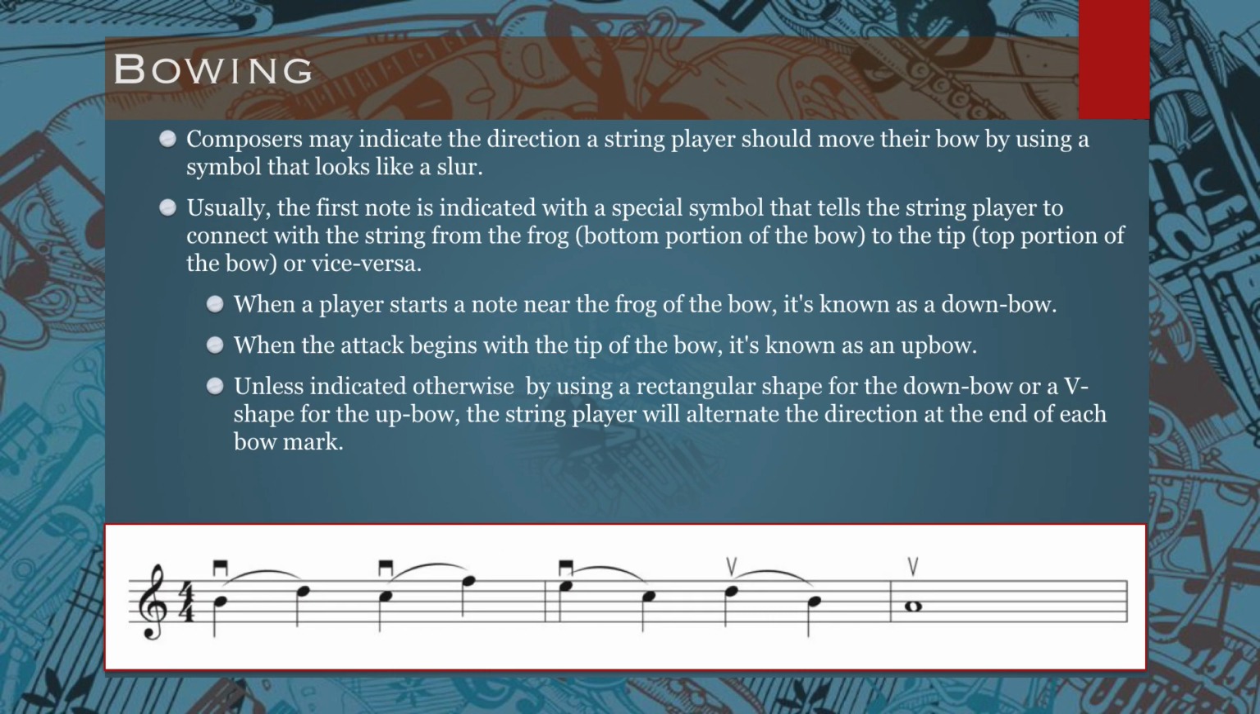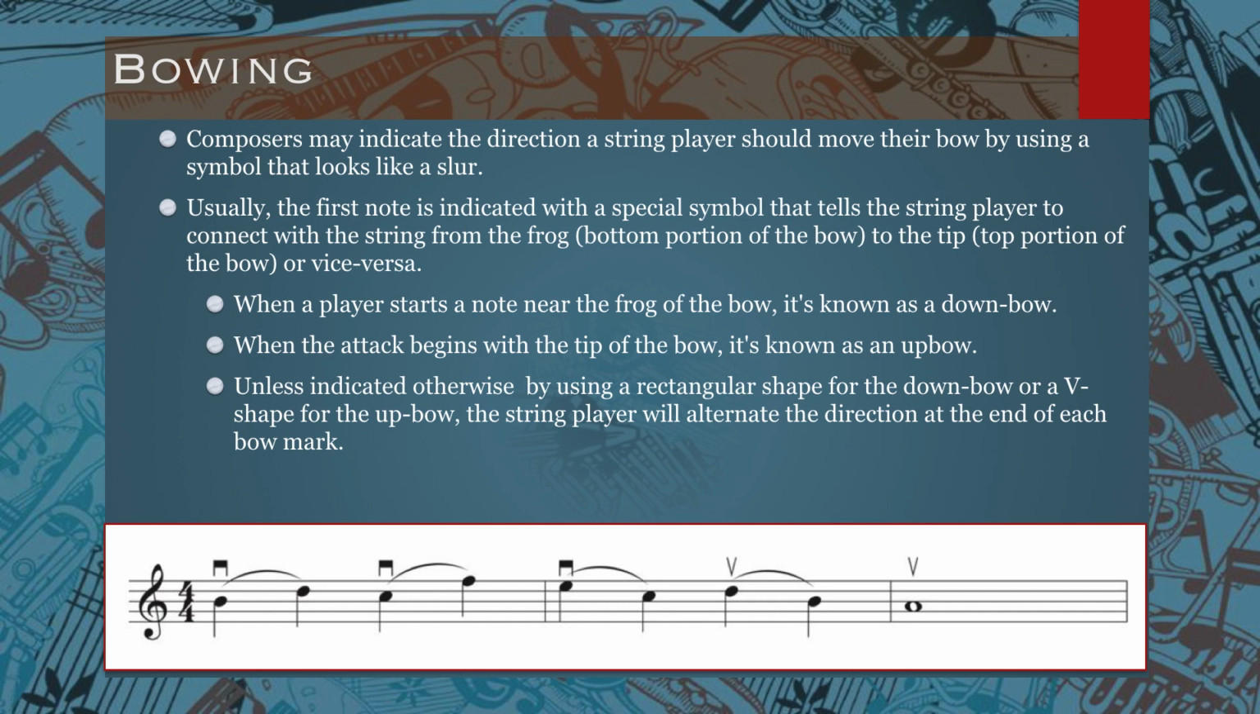So for bowing, composers may indicate the direction a string player should move their bow by using a symbol that looks like a slur. Usually, the first note is indicated with a special symbol that tells the string player to connect the string from the frog. That's the bottom portion of the bow to the tip. That's the top portion of the bow.